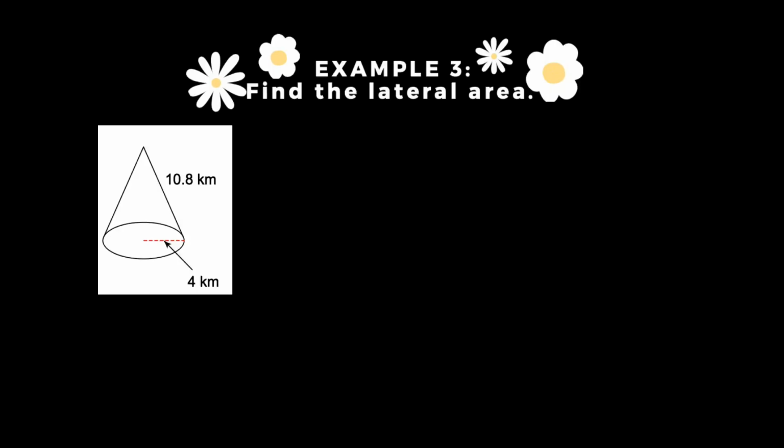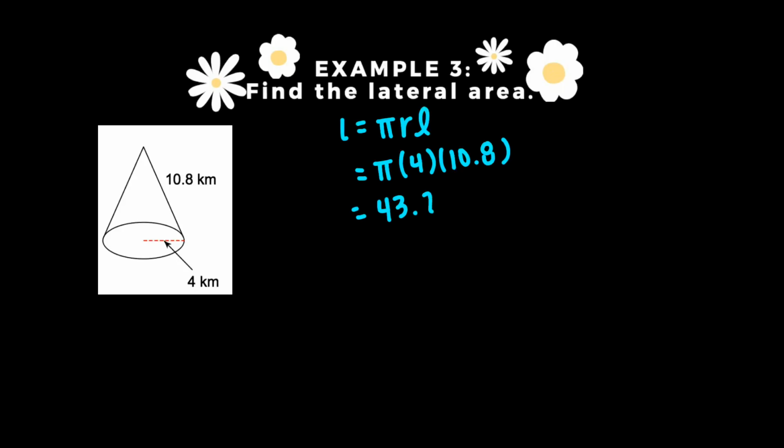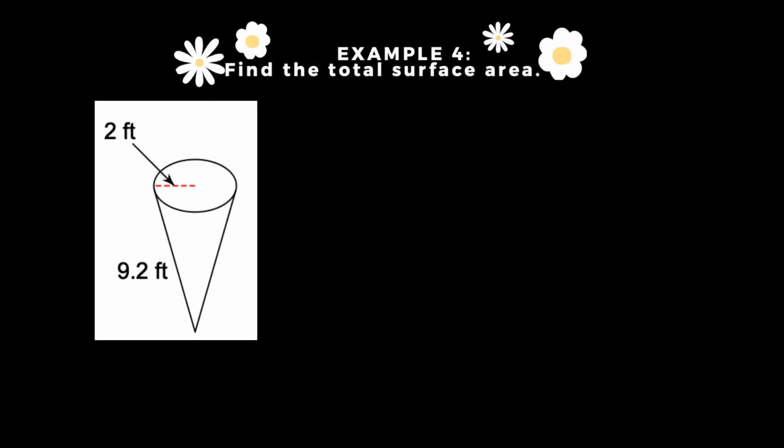Example 3 is just like example 2, where I asked you to find the lateral area. So again, that formula, your lateral area is equal to pi times the radius times the slant height. Here I was nice to you. I already gave you the radius. So you have pi times the radius, which is 4, times the slant height, which is 10.8. In my calculator, I do 4 times 10.8, and that gives me 43.2 pi. So I know my lateral area is 43.2 pi kilometers squared. But again, if you want the decimal, it's totally fine. You should end up with 132.89 kilometers squared.